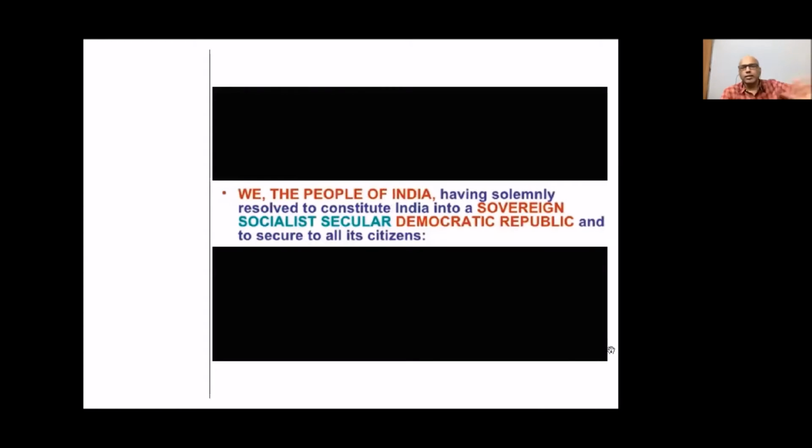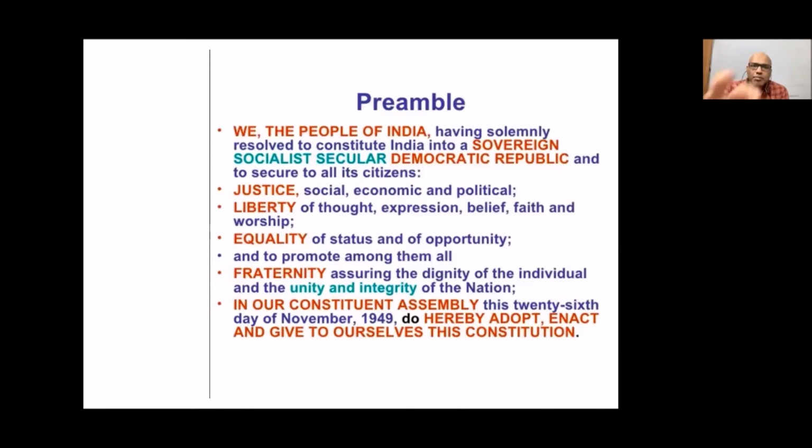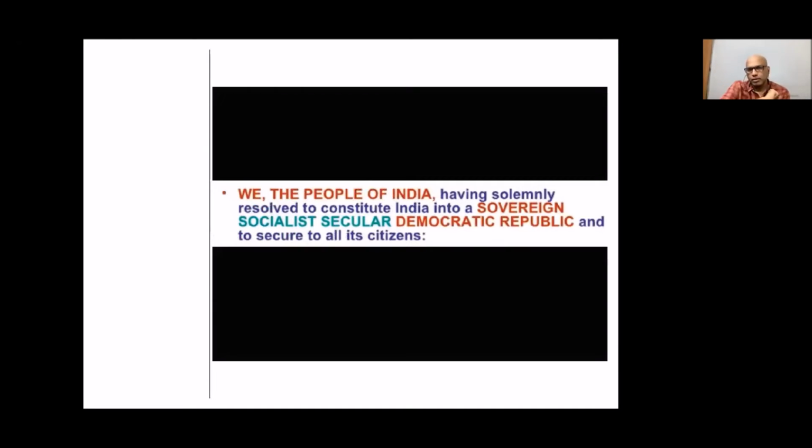I'm making this preamble into 3 parts to understand it better now. So let us make the first part, that is to all its citizens. Second part, fraternity, integrity of the nation. And the third part is in our Constituent Assembly. So let us go to the first part.